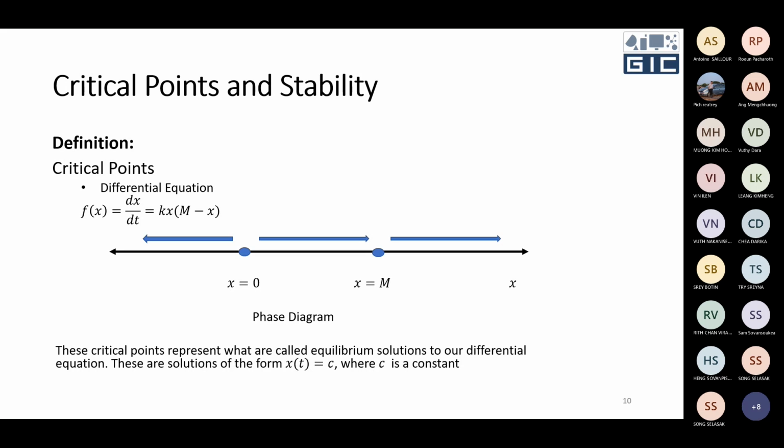So you can ask me, teacher, how can we identify the left arrow and right arrow? As you see in the previous slide, in order to draw the left arrow, it means that all the values that make our function or our differential equation negative, we draw a left arrow. And otherwise we draw a right arrow. So how can we use this phase diagram to draw the slope field for our system? So you will see now.